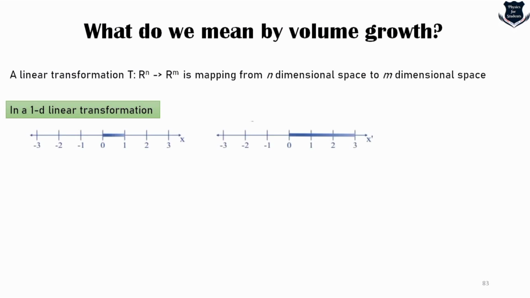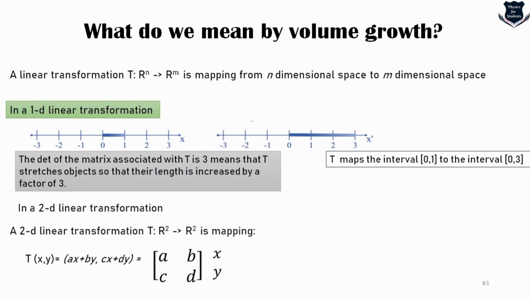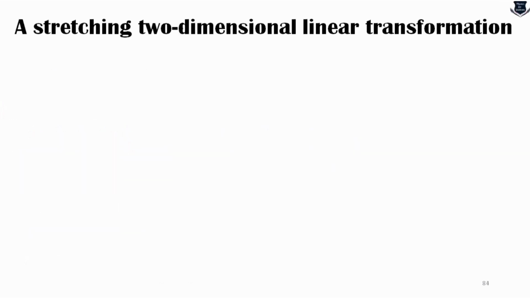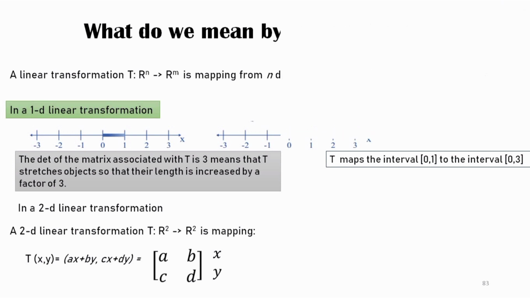So this is a line. So you see 0, 1. Once it is moved to a different extended one, 0, 3, we will see that T maps the interval 0, 1 to 0, 3, and the determinant of the matrix associated with T is 3, which means that T stretches the object and increases it by a factor of 3. So this is a 2D linear transformation, and it actually shows that it has increased by 3.